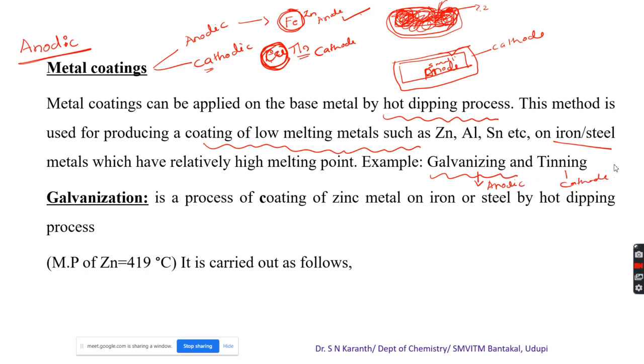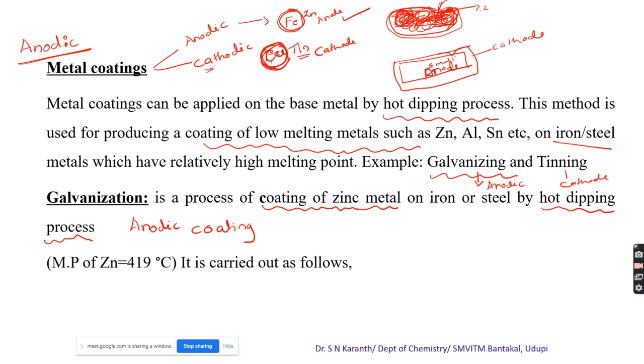Metal coating is a coating of a suitable metal over the surface of the base metal. Then, what is galvanization? Galvanization is an anodic coating, coating a base metal with a more active metal. It is a process of coating zinc. Particularly, galvanization is the coating of zinc metal on iron or steel by the hot dipping process. Just by the hot dipping process, we carry out this process.